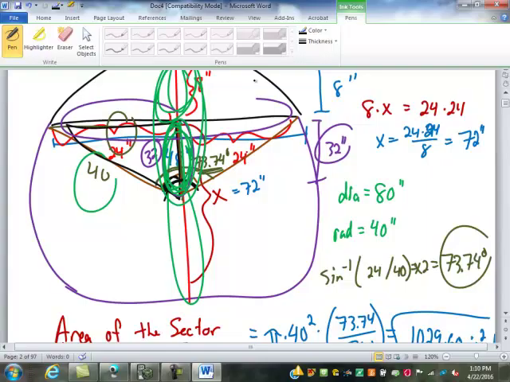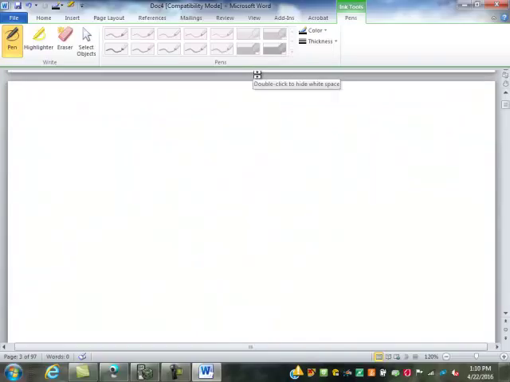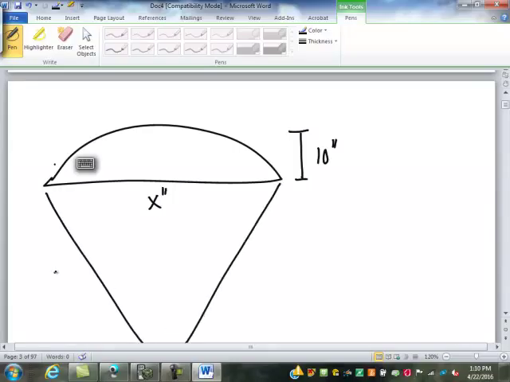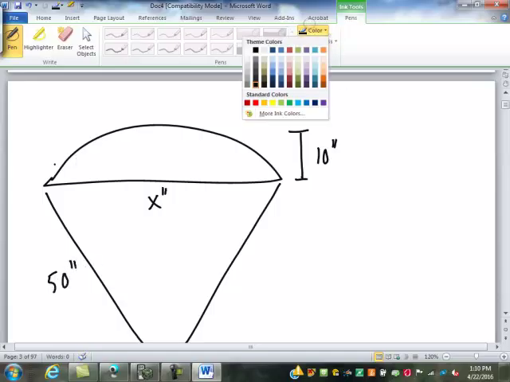So our next step, what if we're given different information? What if I tell you that this has a width of X inches, a height of 10 inches, a radius of 50 inches. Can you find X?